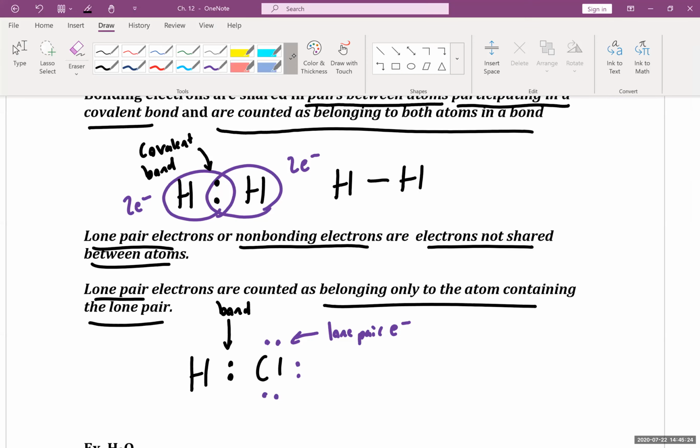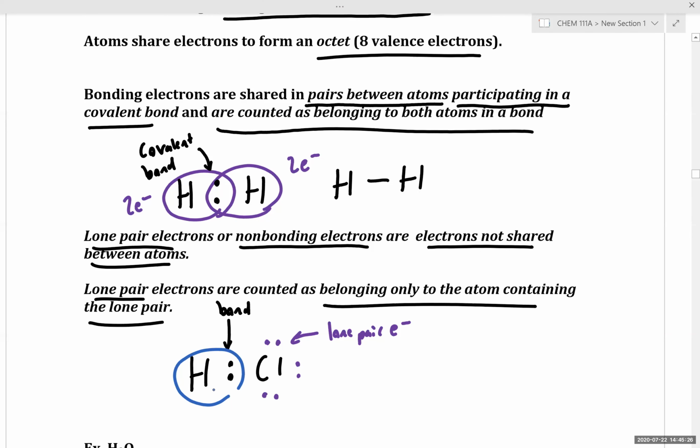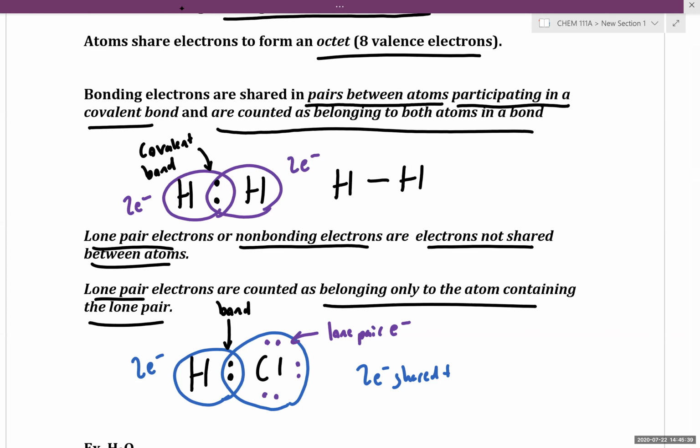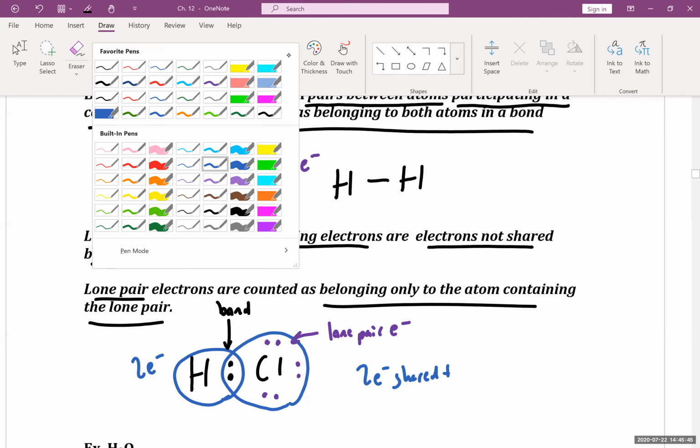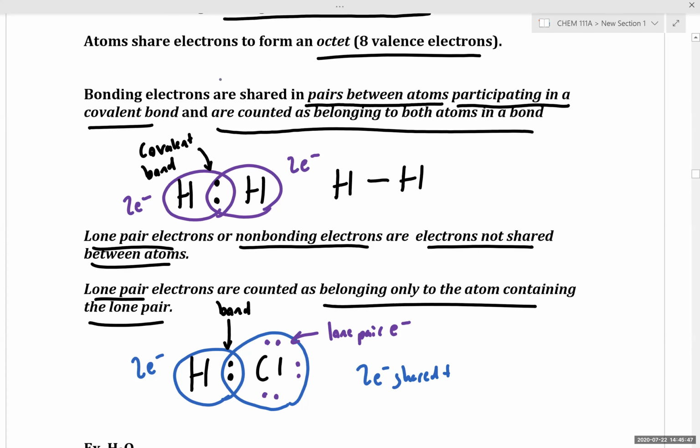Now, if we count the electrons belonging to each atom, hydrogen has 2 electrons to its name, 2 shared electrons, while chlorine has 2 electrons shared. And how many lone pair electrons does chlorine have? How many dots do we see around chlorine that are only belonging to chlorine? 6, exactly, plus 6 electrons as lone pairs. And that in turn gives us 8 electrons, satisfying our octet rule.